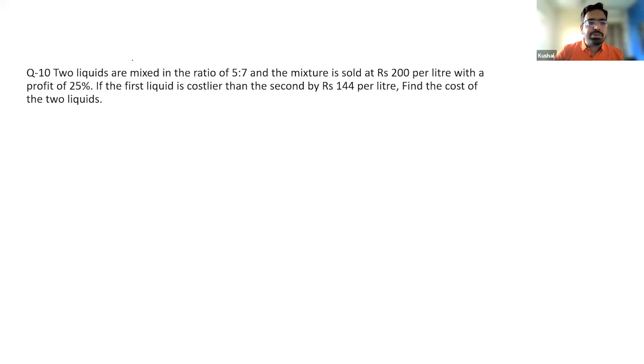Right, let's try and do this. Two liquids are mixed in the ratio of 5:7. So you have taken liquid A and liquid B, and they are mixed in the ratio of 5:7. So you are taking 5 parts of liquid A and 7 parts of liquid B, and the mixture is sold at 200 rupees per liter with a profit of 25%.